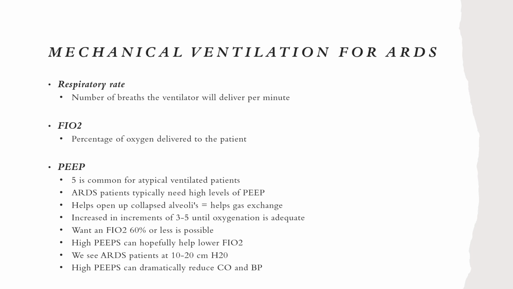ARDS patients typically need high levels of PEEP. We need to help open up those collapsed alveoli, and that's going to create room for gas exchange. We can increase in increments of 3 to 5 until our oxygenation is adequate. So once we start to see our oxygenation improving, our PaO2 improve, and our SAT levels improve, it means we're doing okay on our PEEP level probably, okay? If we're still not oxygenating well, we probably need to go up on our PEEP, right? Because those alveoli aren't opening up well enough.